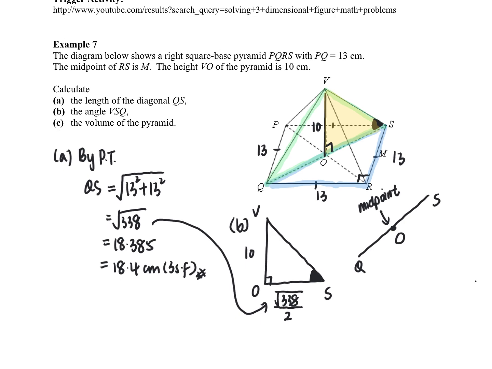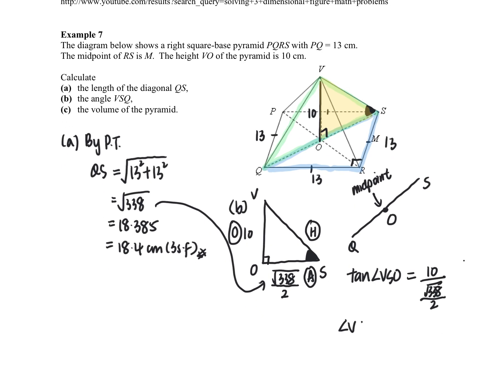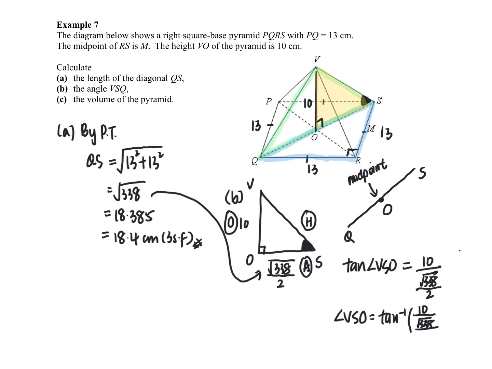Okay, so once you have these two, you can find the angle. So with O and A, I will use tangent. So tangent of the angle VSO is 10 over this. So just take a tangent inverse. So there's nothing new that is taught here. It's just you being able to see the right angle triangle. If you can see, you can do.